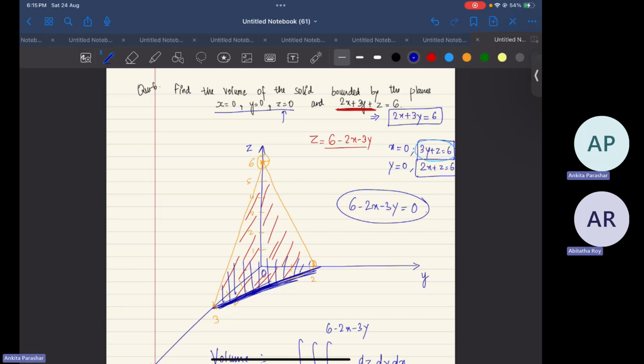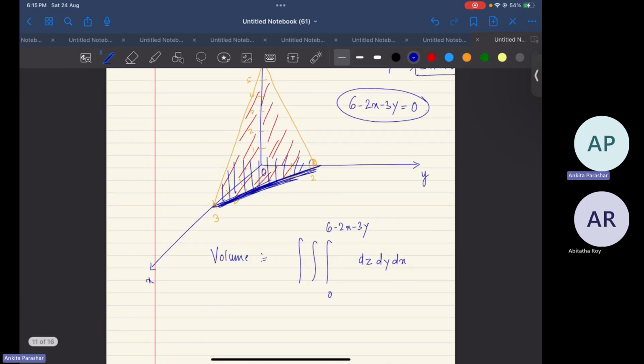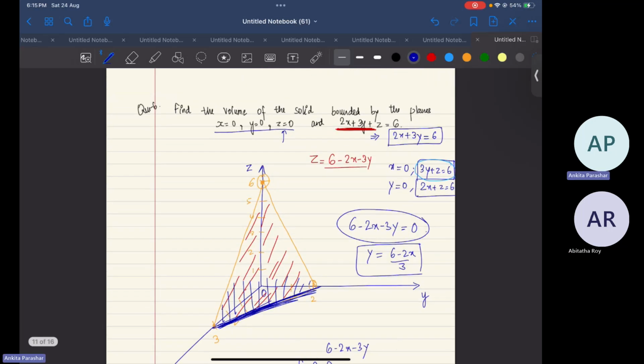So you either write y in terms of x or x in terms of y. I don't mind it, but it has to be bounded below by this curve. So you have to write this. Let me write y equal to (6 minus 2x) by 3. This has to be your y, but from 0 to this. Given this part, now you can tell the limits for x, from where to where.